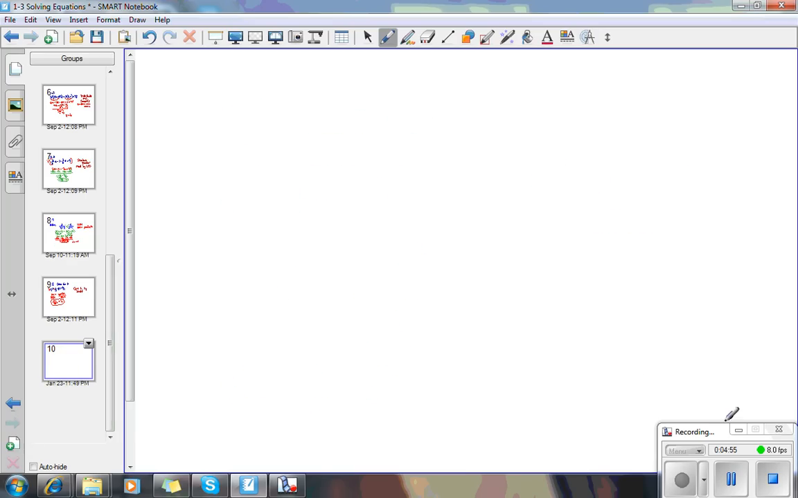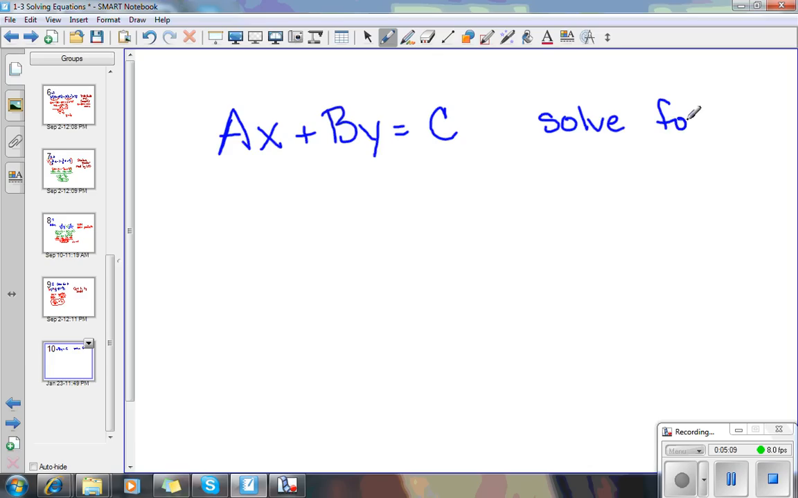I'm going to make up one more of these to do. Let's take ax plus by equals c and solve for y. This actually is a pretty important one that we're going to see because this is the standard equation for a line. So we're going to solve for y, which means I need to get y by itself. So let's think about what we need to get rid of. The first thing I need to do is get rid of this ax. So I'm going to subtract ax from both sides.